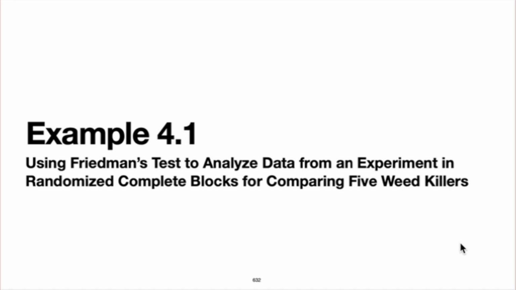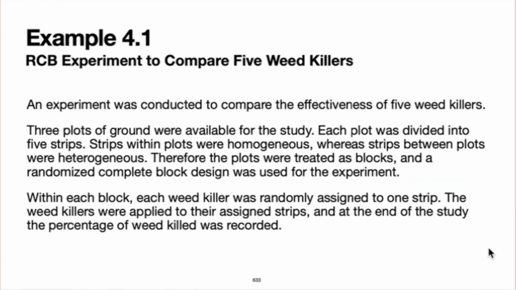So in this example, we're going to use Friedman's test to analyze data from an experiment laid out in randomized complete blocks that is designed to compare the effectiveness of 5 weed killers. All right, so this is a very interesting and very realistic type of example. An experiment was conducted to compare the effectiveness of 5 weed killers. 3 plots of ground were available for the study. So for example, maybe they were on 3 different farms, or maybe on an agricultural research farm, but in different areas of that farm.